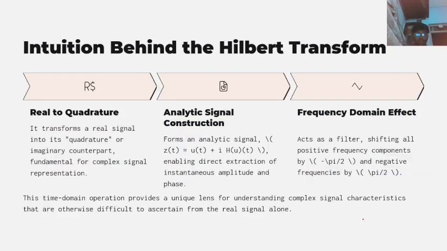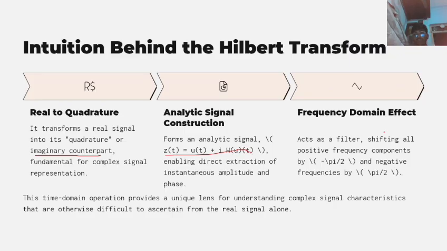Intuition behind the Hilbert transform. It means why the Hilbert transform is used. Real to quadrature: it transforms a real signal into its quadrature or imaginary counterpart. As I said, for analysis of signals we use some complex signals. To get the imaginary part of the signal, we use the Hilbert transform. Next, analytic signal construction forms analytic signals, which means z of t is equal to u of t plus i times H of u of t, where i is the imaginary unit.